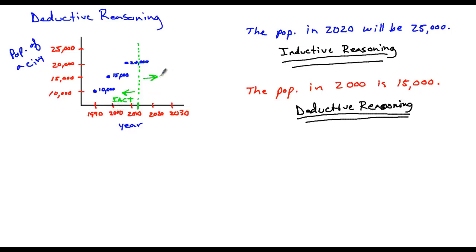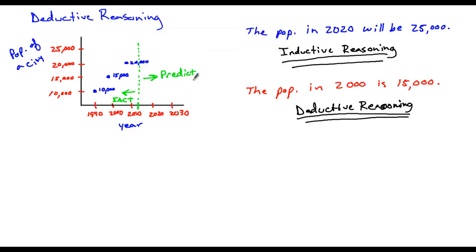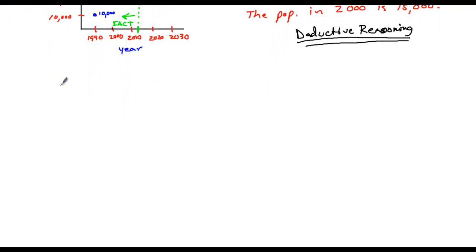Everything going this way is a prediction, right? This is what a weatherman does. A weatherman says, well, looks like this is what's been happening. I guess it's going to keep happening, right? So that's inductive reasoning. Inductive is when you predict. Deductive is when you use a fact or something that's known information. So we'll write that down real quick.